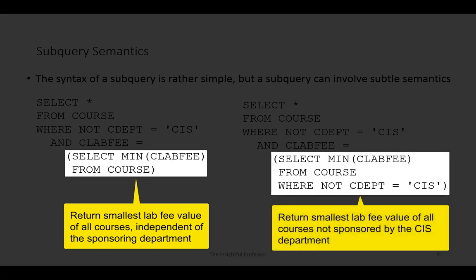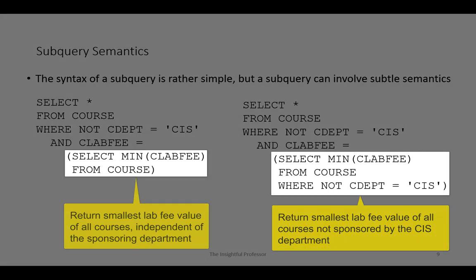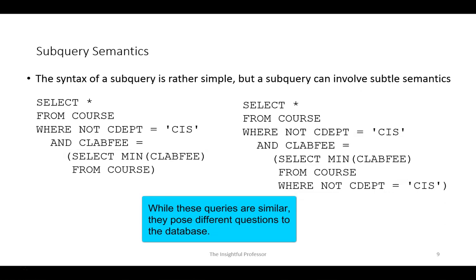The subquery on the right is retrieving the smallest lab fee of only the non-CIS courses. So we can see that there's a difference in terms of what we've coded, but there's also a difference in terms of the meaning of these queries. These two queries have different objectives, but they are sufficiently similar that ambiguity can occur unless the objectives are precisely articulated and understood by the query writer.